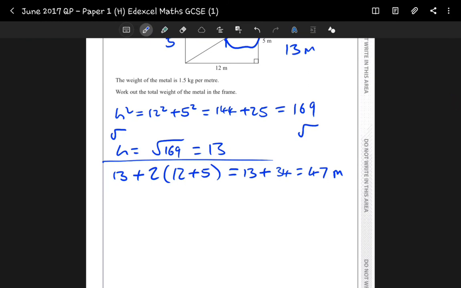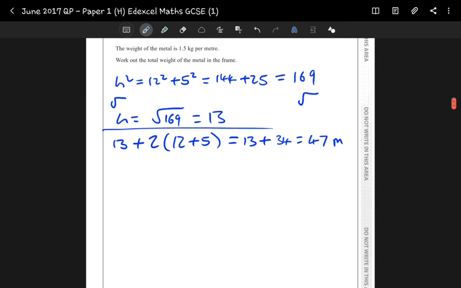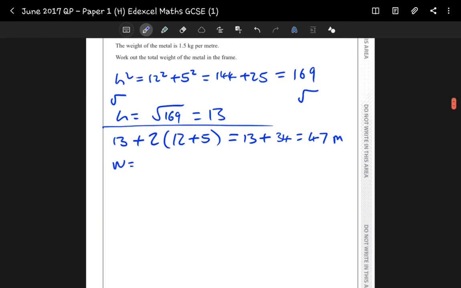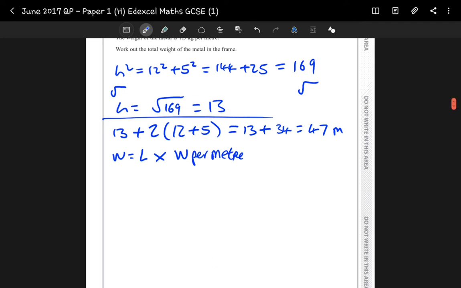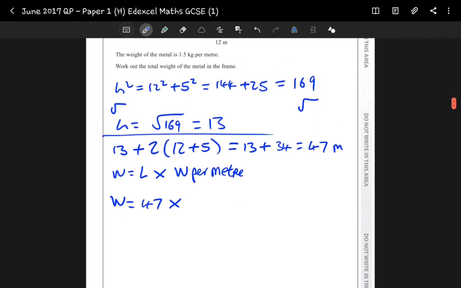Now that's important because we then also know that the weight of the metal is 1.5 kilos per meter. And when it comes to finding the weight, the weight will equal the length times the weight per meter, or weight per length, you might say. So we're going to say the weight equals the length, which is 47. We know the length is 47. That's how much metal we've got in total. And we're going to multiply that by 1.5, or as I like to write it, 3 halves.